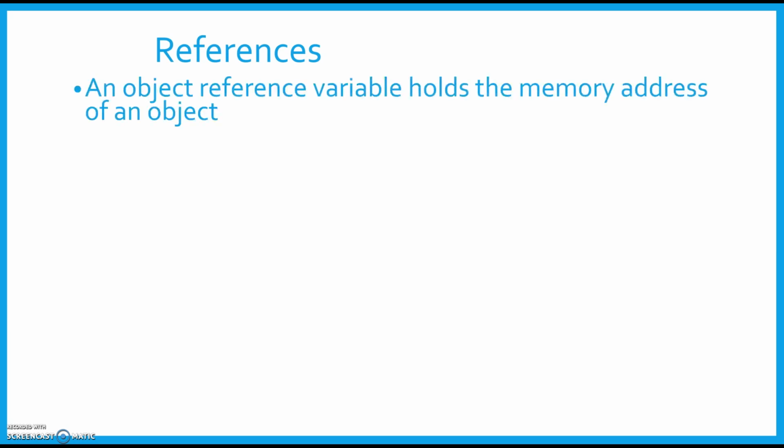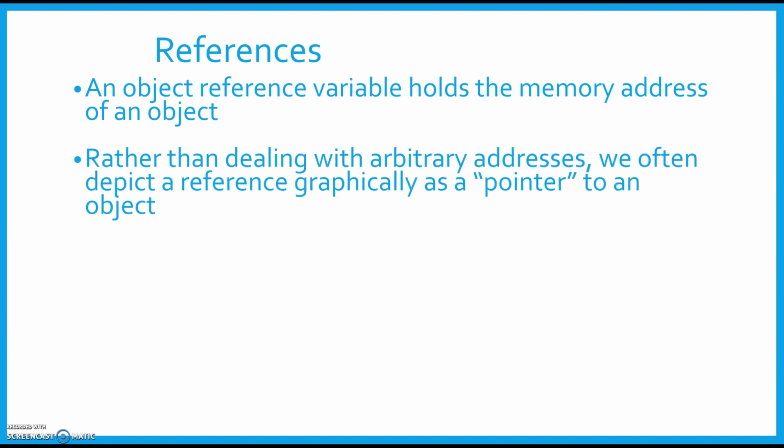With references, an object reference variable holds the memory address of an object. So when you print an object and you haven't overridden the default toString, you get what looks like a hexadecimal value. That's the memory location of the object. Still doesn't mean a lot to you and me, but that is the way the computer outputs the memory location. Rather than dealing with arbitrary addresses, we often depict a reference graphically as a pointer to an object.